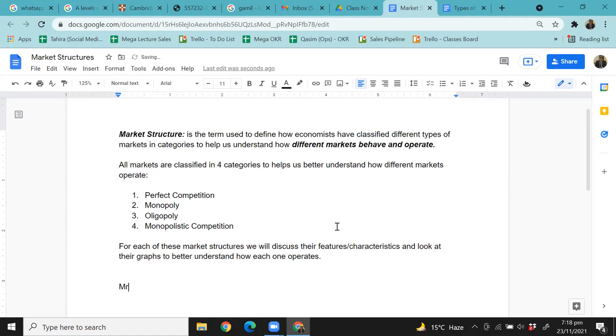So a market is a physical space or virtual platform through which users and consumers make transactions, right? Okay, so this is what a market is.